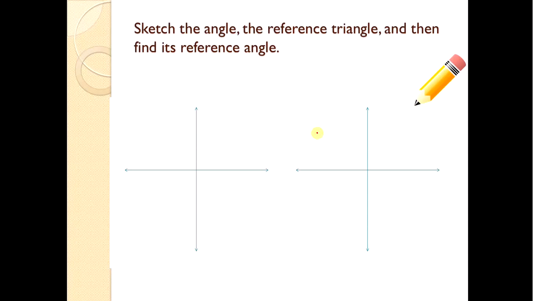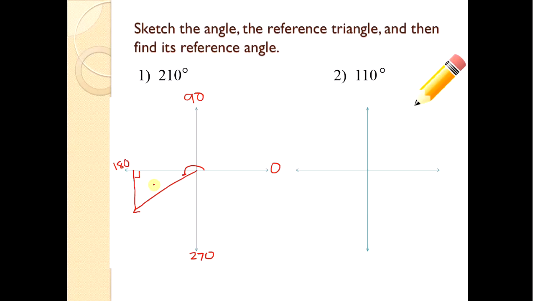So, let's sketch the angle, the reference triangle, and then find its reference angle. I have 210 degrees. If I label my sides here, I've got 0, 90, 180, 270. I know 210 is closer to 180, so it's about right there. I'm going to sweep out that way. To make my reference triangle, you drop a perpendicular all the way down there. Remember, it's the x-axis, not the y.